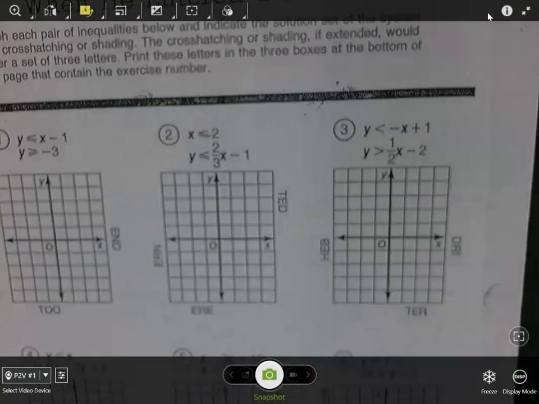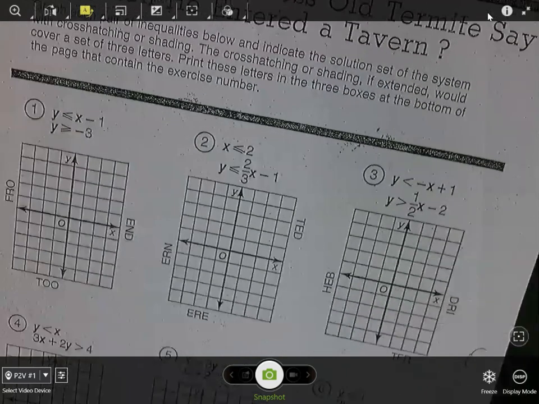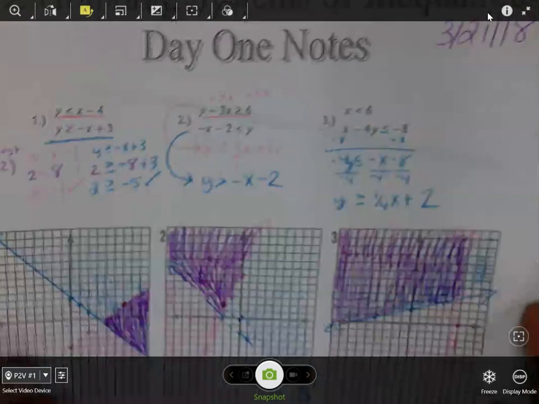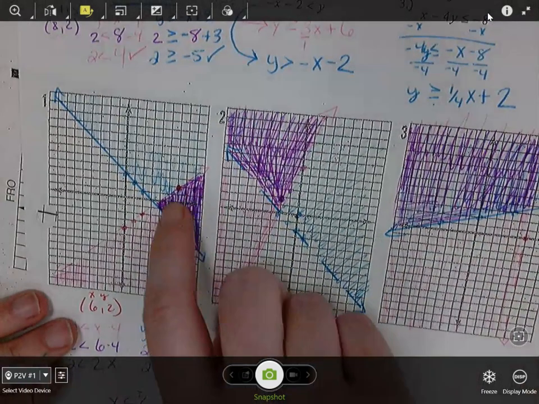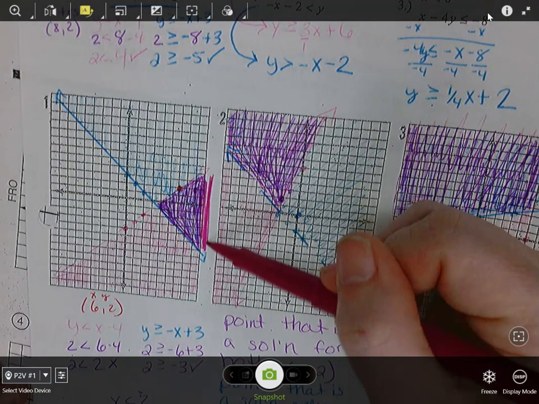Okay, here's your worksheet. It says, graph each pair of inequalities below and indicate the solution set of the system with cross-hatching or shading. We've just been shading. The cross-hatching or shading, if extended, would cover a set of 3 letters. Print those letters in the 3 boxes at the bottom of the page that contain the exercise number. So for instance, on our notes, these are from 3 years ago, but this area here was our solution area. If I were to extend this area, it would be coming out here.